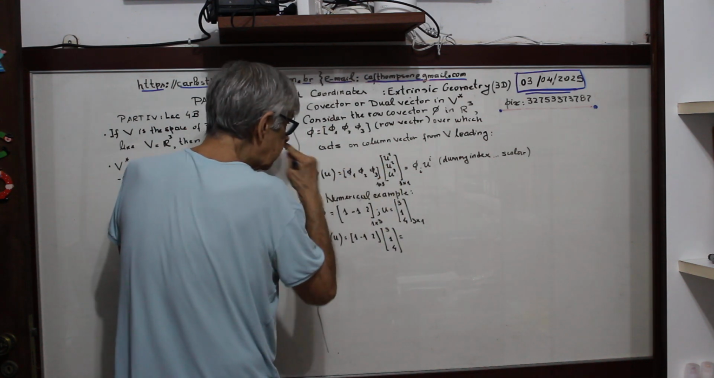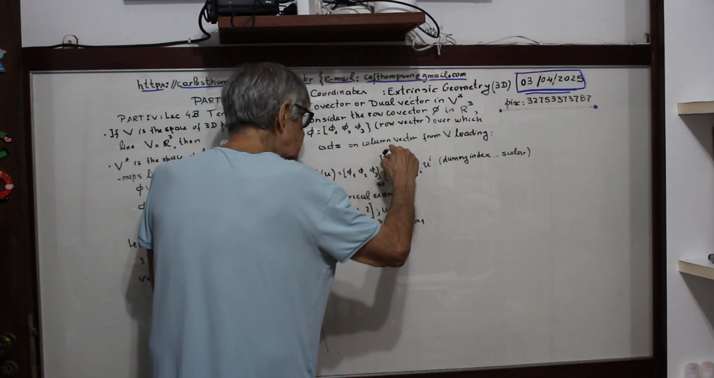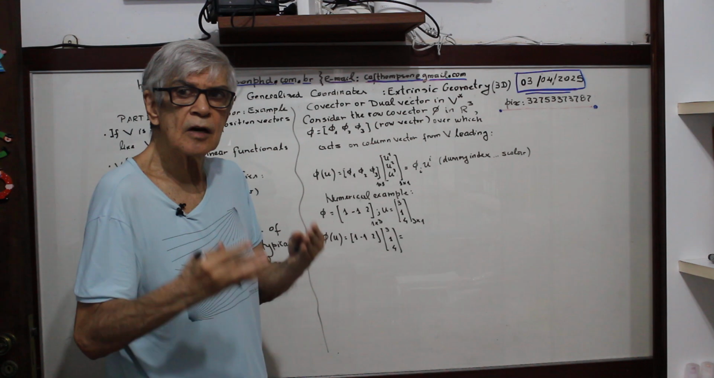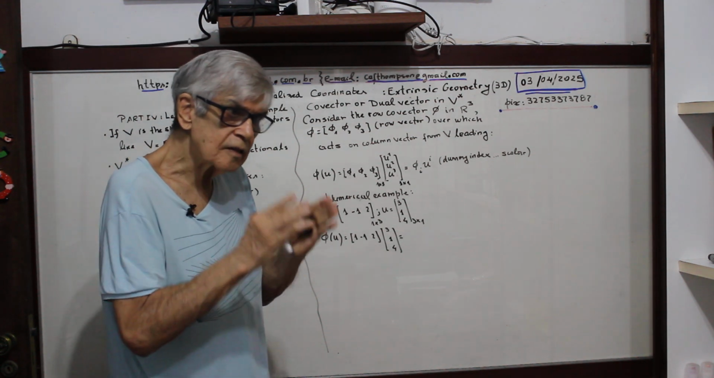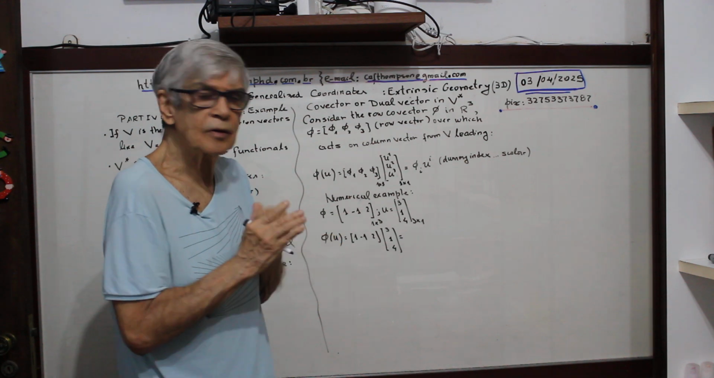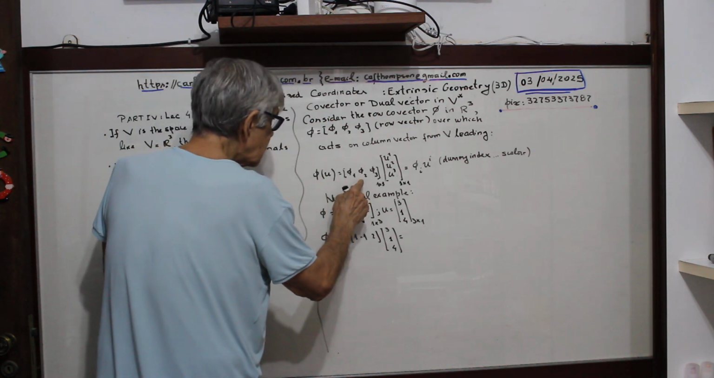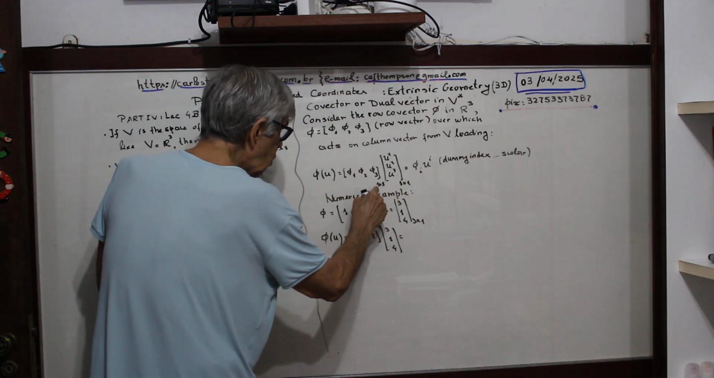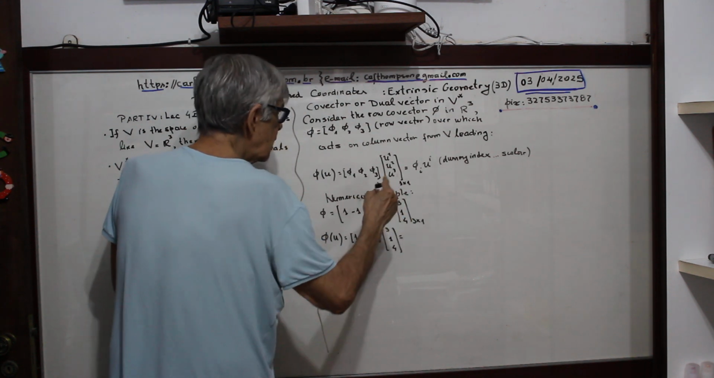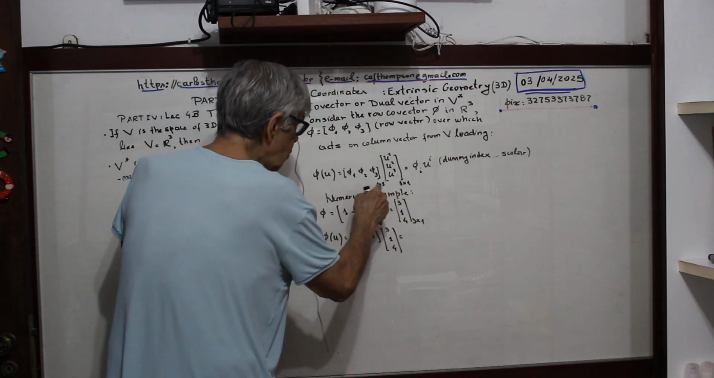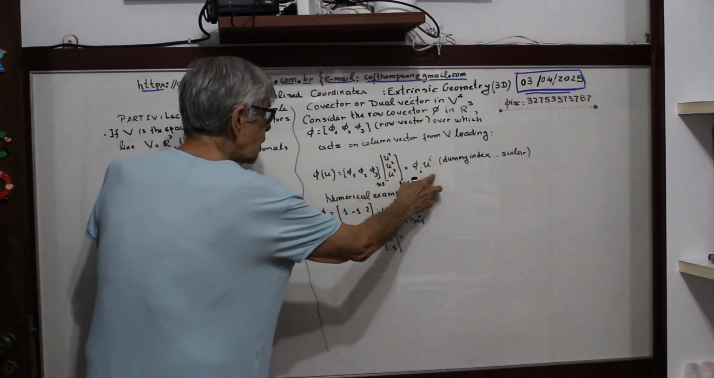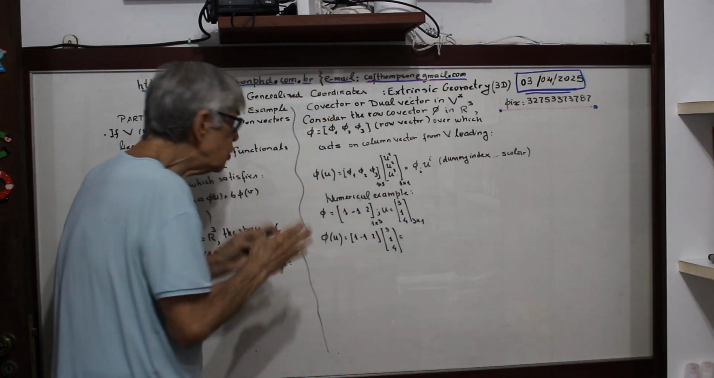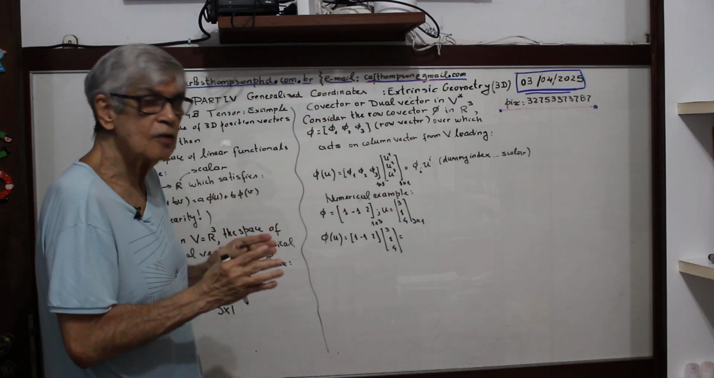Because if phi acts on this vector u, it must lead to a scalar quantity. That's the definition of tensor. This is a row vector, this is a column vector. If I multiply 1 by 3 with 3 by 1, this leads to 1 by 1, which is a scalar. This is a scalar quantity. That's the definition of a tensor.